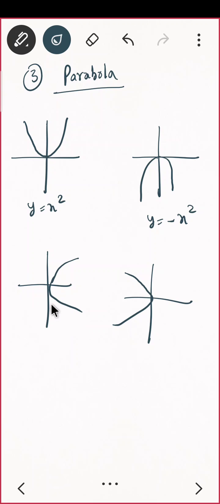What about this? Which side is this? This is not taking negative x-axis. Do you see that? That means your graph x is always positive. So what will be the equation? X is y square. And what about this? X is always negative, so x is minus y square. Is that clear to you, everyone?